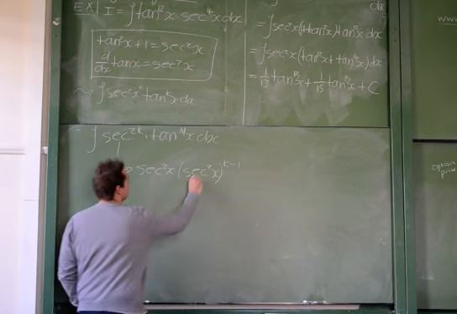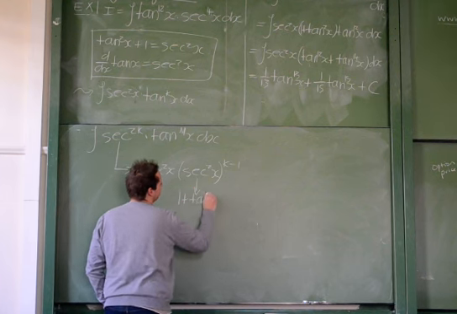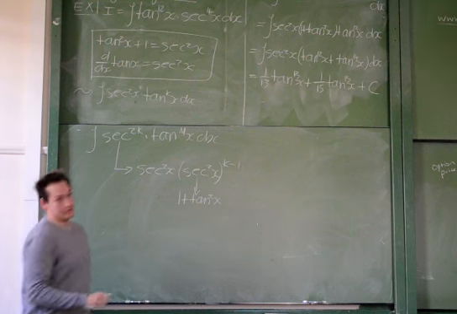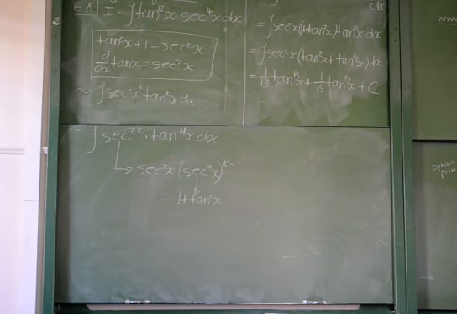Right? And this is then (1 plus tan squared x) to the k minus 1. Right? So this technique will work whenever you have an even power of sec. So we looked at two cases where we have integrals involving powers of sec.